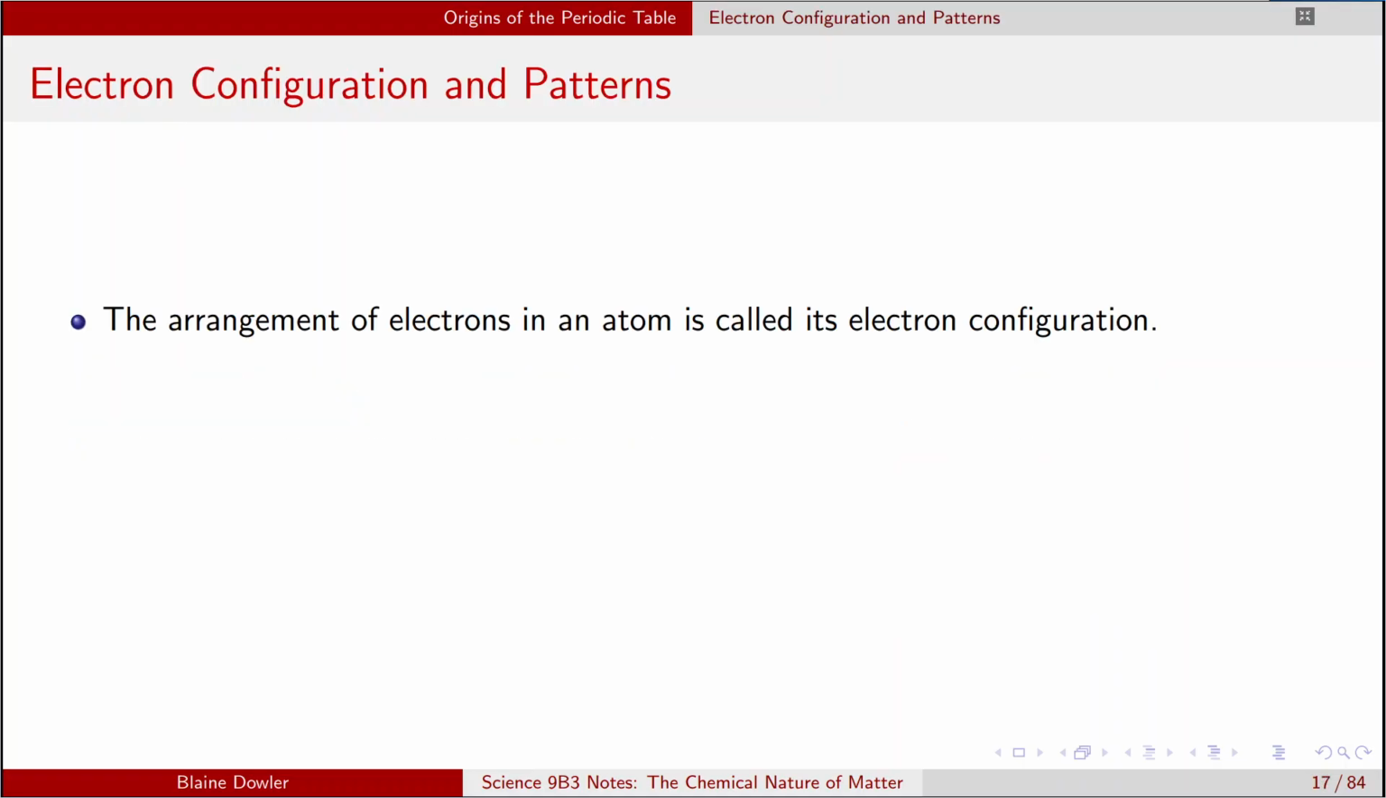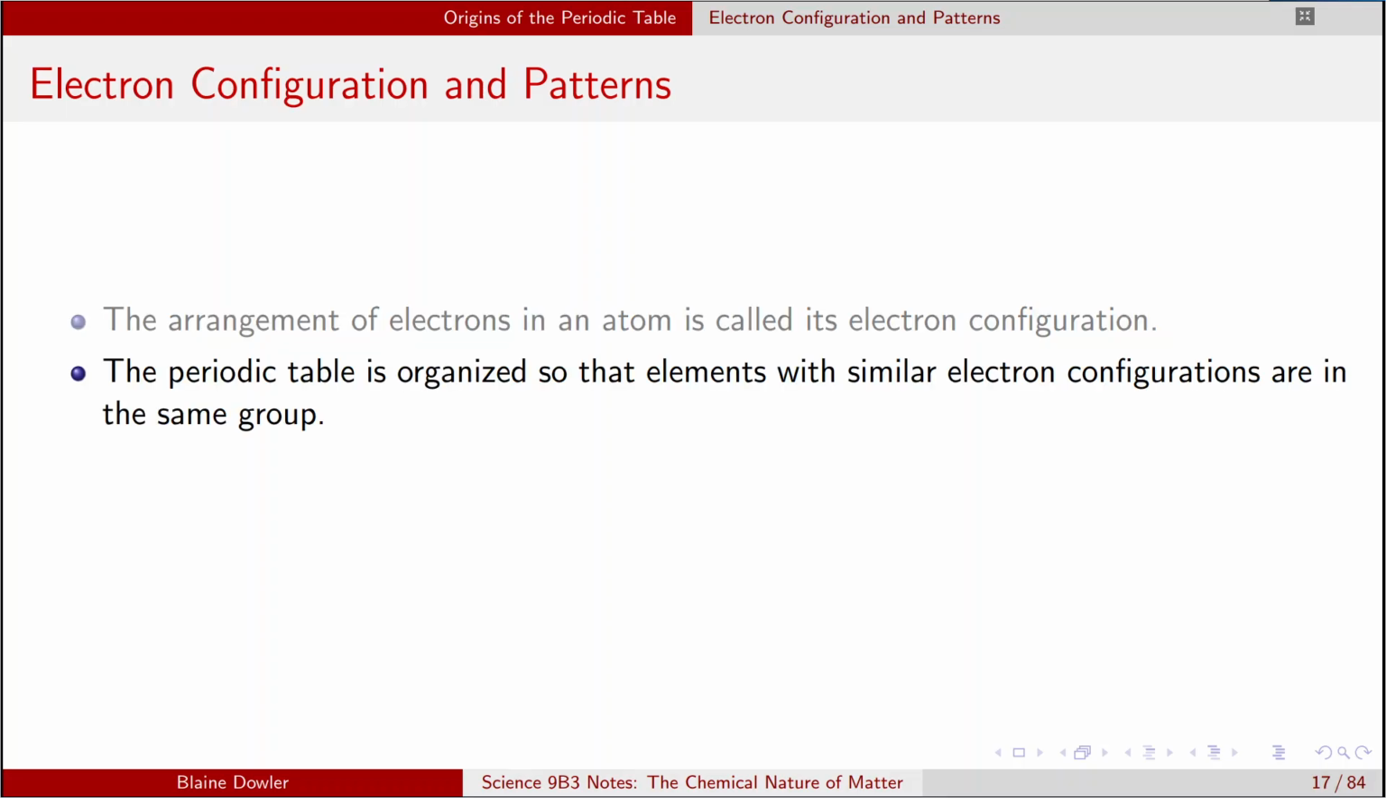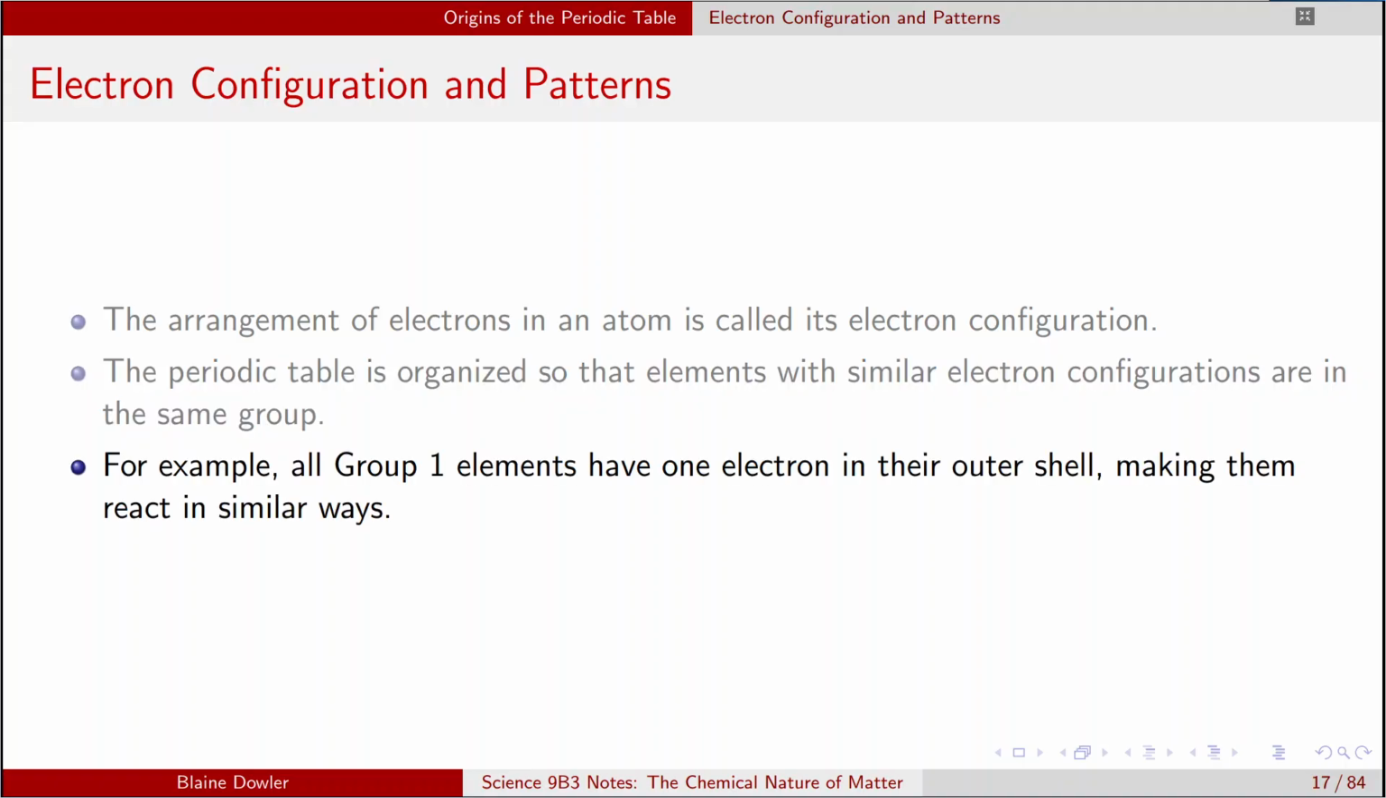So, electron configuration and patterns. The arrangement of electrons in an atom is called its electron configuration. The periodic table is organized so that elements with similar electron configurations are in the same group. For example, all group 1 elements have 1 electron in their outer shell, making them react in similar ways.